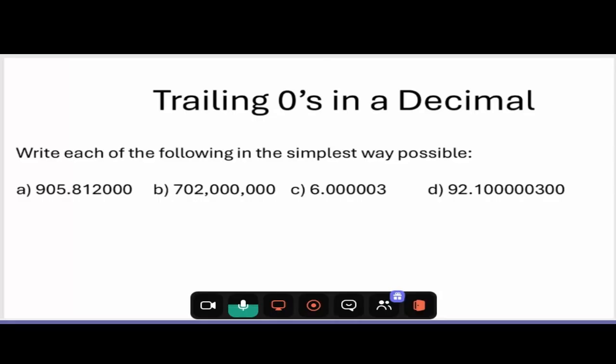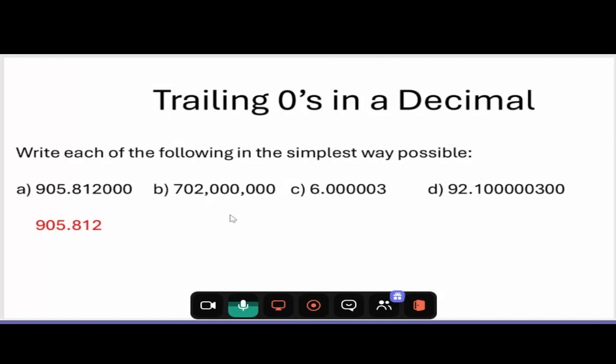Okay, so we're going to take these decimals and we're going to write each of them in the simplest way possible, meaning we're going to get rid of any zeros that don't need to be there. So on the first one, well, that 0 needs to be there because it's to the left of the decimal. And there are 3 trailing zeros at the end after the decimal. Those don't need to be there. So that number could just be written as 905.812.